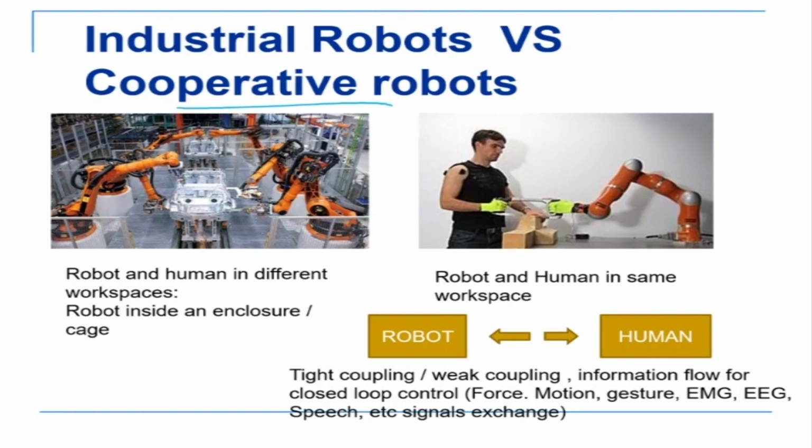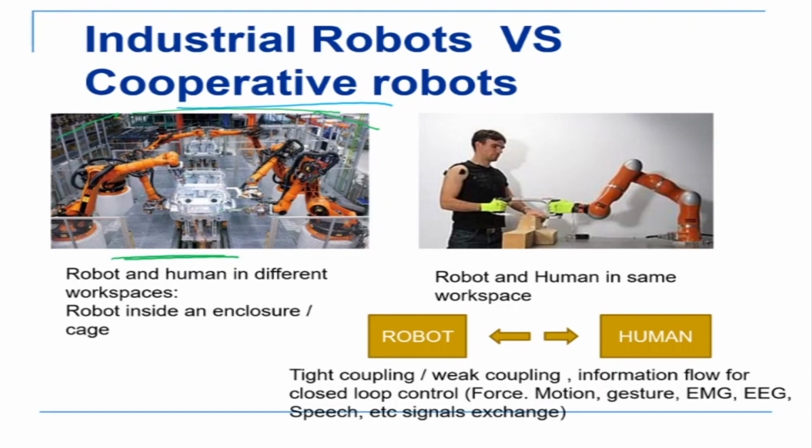So these are in the industrial robots. In industrial robots, you will find that the robots are kept inside a cage. So there is a cage, and there is no interaction between the robot and a human. There is no human anywhere inside the cage for safety reasons. Okay, so this is an industrial robot, strictly industrial.